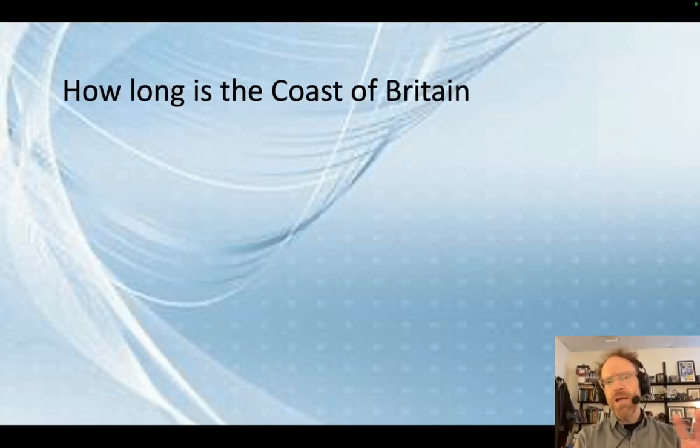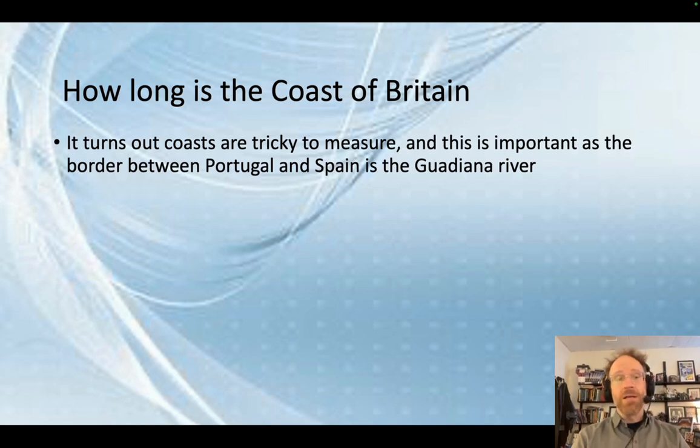Well, we're going to start by doing a related problem called how long is the coast of Britain? Because it's going to turn out that the answer to this question is similar to the reason that we get these different lengths for the border between Portugal and Spain. It turns out that coasts are tricky to measure. And this is important as the border between Portugal and Spain is a river, right? And so when you have a river, you have the coast or river bank along each edge. And as I mentioned, those are tricky to measure, and I want to explain what I mean by that.